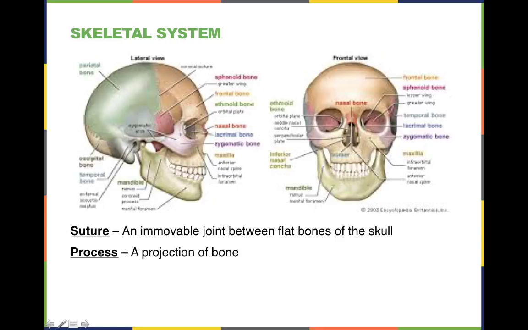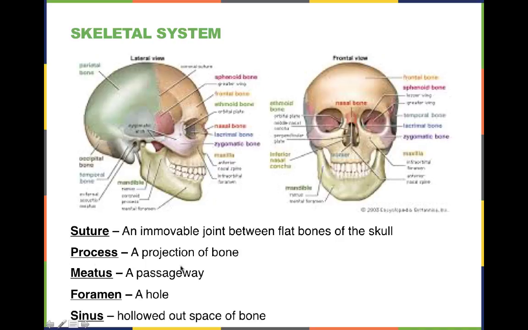Any projection is called a process. So here we have a mandibular process, we have a temporal bone process, etc. A meatus is a hole, and here's the external auditory meatus, which is where the ear sound enters into the skull through this hole, and this is called the external auditory meatus. A foramen is another hole, and the only foramen that we can see on this picture is back here, and it's the optic foramen where the optic nerve comes through.